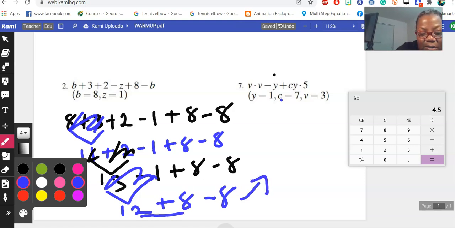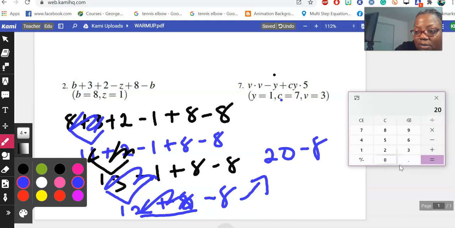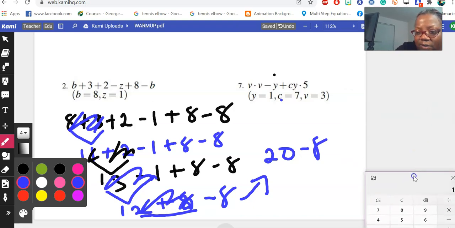12 plus 8: 12, 13, 14, 15, 16, 17, 18, 19, 20. I knew that was 20. So that's 20, takes care of this. Minus 8, I can't do that. 20 minus 8 is 12. So the final answer here is 12.